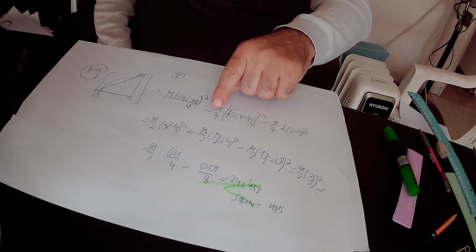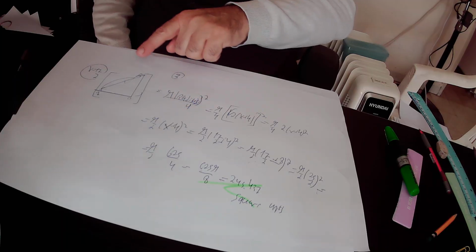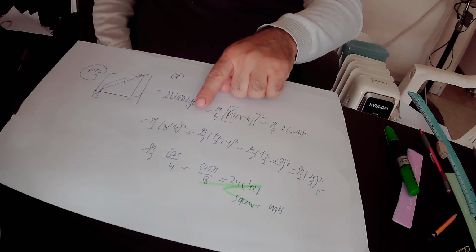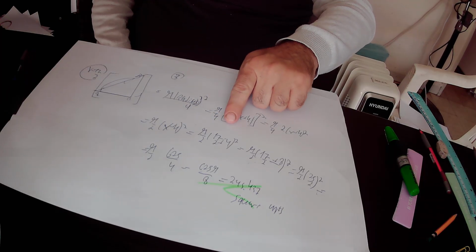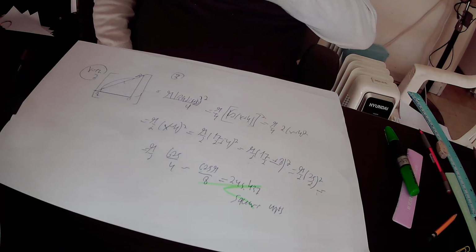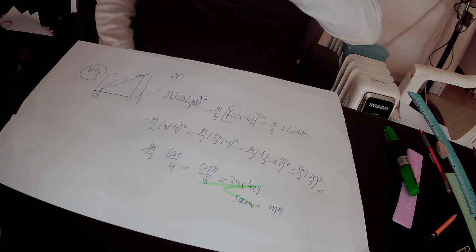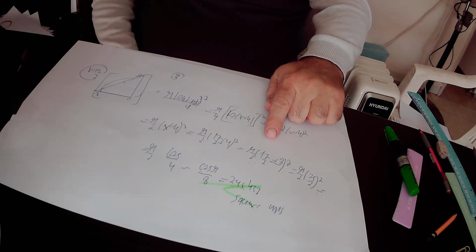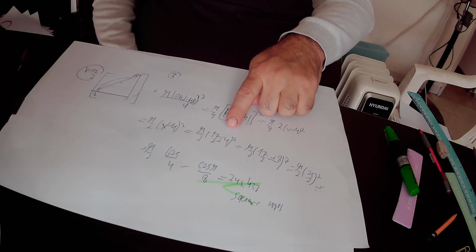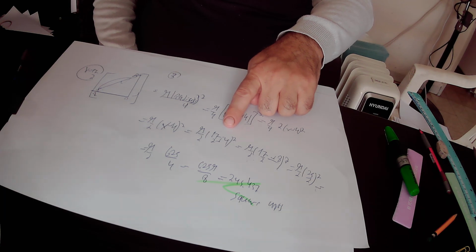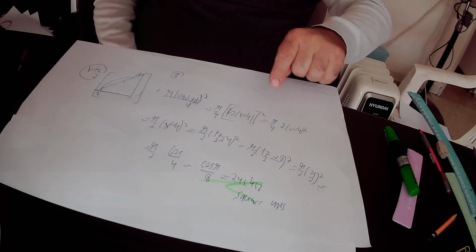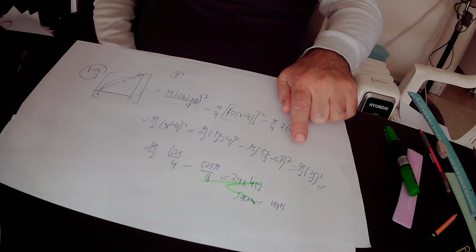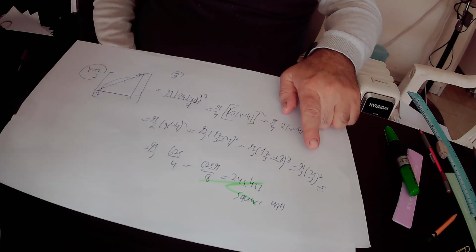pi over 2 times (x plus 4) squared. Substituting x by 17 halves, it is 17 halves plus 4. In total, the area of the quarter-circle equals pi over 2 times (17 halves plus 4) squared. Here we multiply 4 by 2, that is 8, and divide by 2 in order to come out with this number. 17 plus 8 is 25. So in total, the area of the quarter-circle equals pi over 2 times (25 over 2) squared.